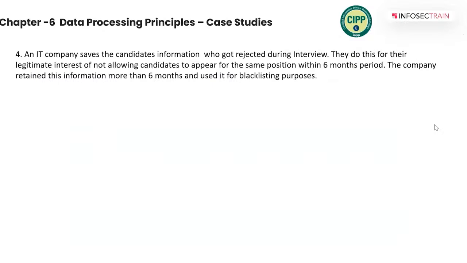An IT company saves the candidate information of those who got rejected during interview. They do this for the legitimate interest of not allowing candidates to appear for the same position within a 6 month period. The company retained this information for more than 6 months and used it for blacklisting purposes.